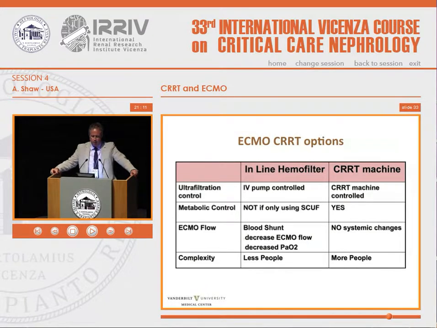This is a slide shown at this meeting a couple of years ago from David Ashkenazi, who summarized things very nicely. This is a comparison of placing the equipment either in line or dovetailing, as I said. In terms of ultrafiltration control, in line applications, the IV pump is controlled, and in separate applications, the CRRT machine controls it. Perhaps the most important is that if you put the pump in line, you need fewer people. If you have a separate machine, you need more people. I'm not really persuaded by that. These are very high-intensity nursing patients anyway.